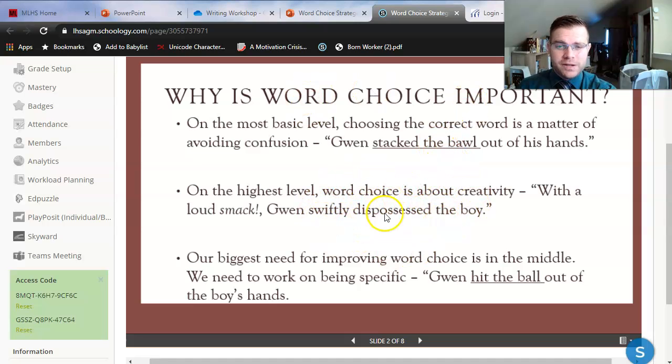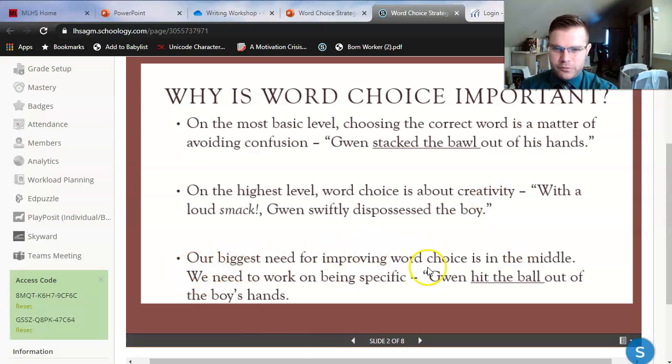Dispossessed is a great verb meaning to steal something from someone. In sports, it means to take the ball away from someone. And I added an adverb, swiftly, just to give that some extra flair as well. That's a much better sentence right there because I chose specific words to bring that out creatively. Again, that's the highest level. Not every sentence in your essay is going to look something like this, but sprinkling those in every once in a while really engages your reader.